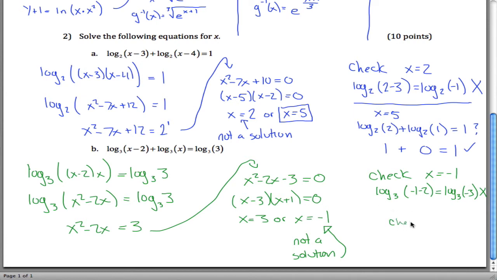Let's see, check x equals 3. We got log base 3 of 1 plus log base 3 of 3 equals log base 3 of 3. Log base 3 of 3, maybe? Well, log base 3 of 1 is just 0. 0 plus 1 equals 1. Sure enough, got an answer. That is the end of the quiz.